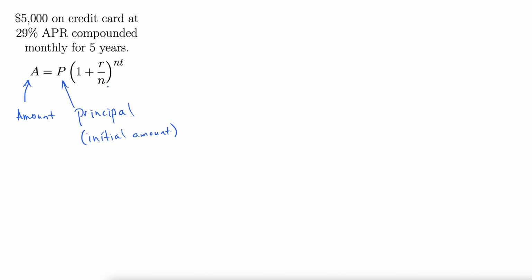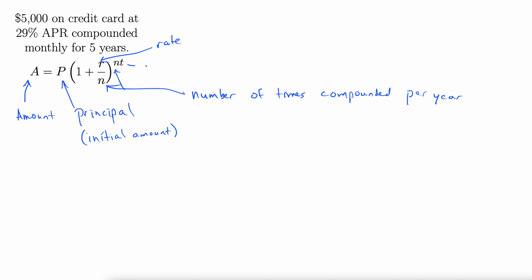Let's see here. n is the number of times compounded per year. And r is the rate, and t is the time.